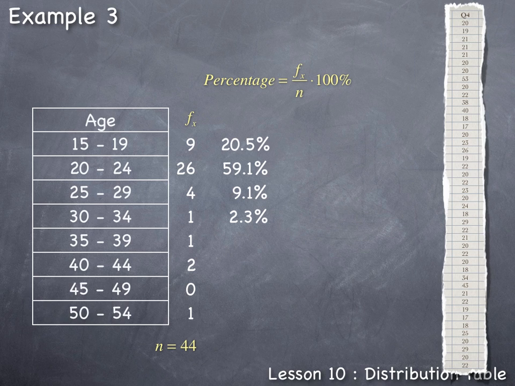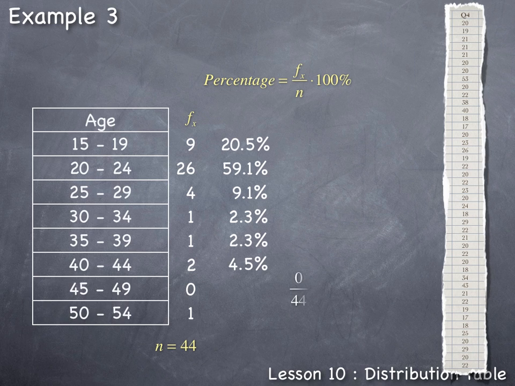The same result is seen in the 35 to 39-year-old age range. There was just one student in that age group out of a total of 44, times 100% gives you 2.2727%, or 2.3%. The percentage of 40 to 44-year-olds in the survey had a frequency of 2, divide that by 44, times the 100% gives us 4.5454%, which when rounded off to the nearest tenth of a percent is 4.5%.